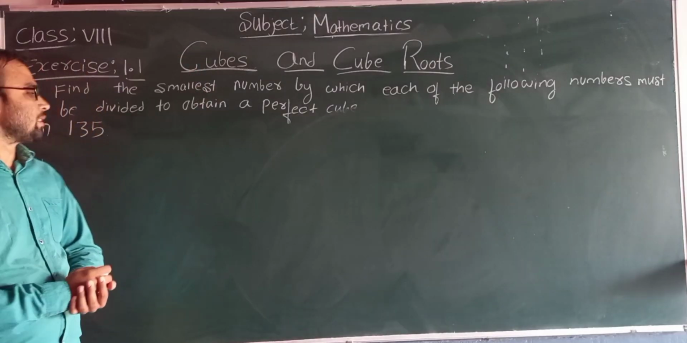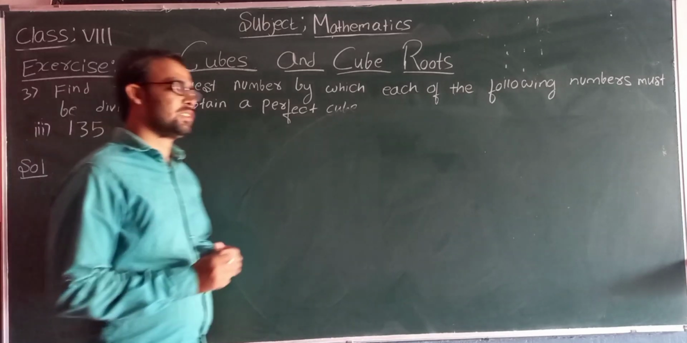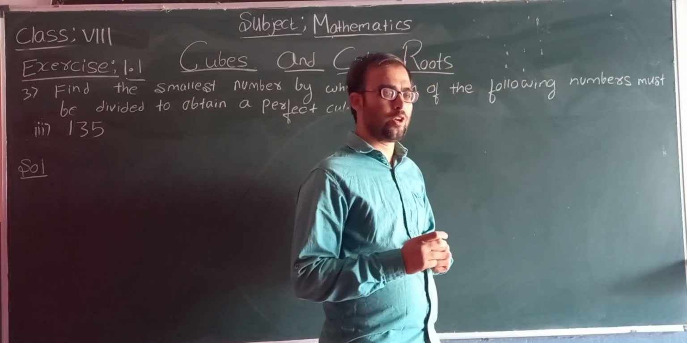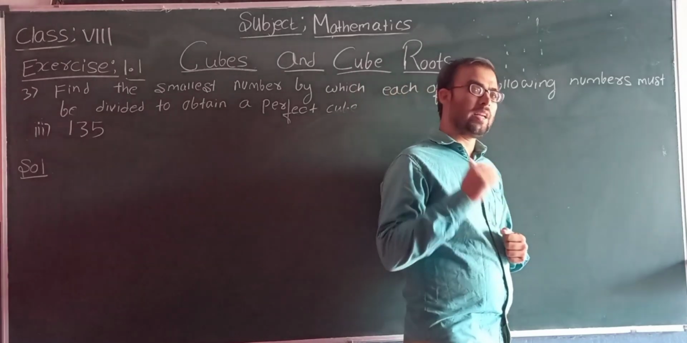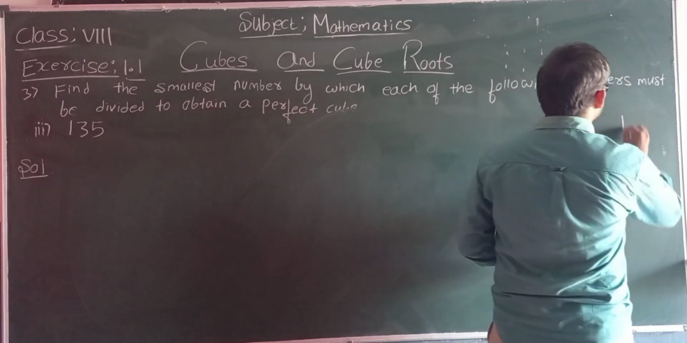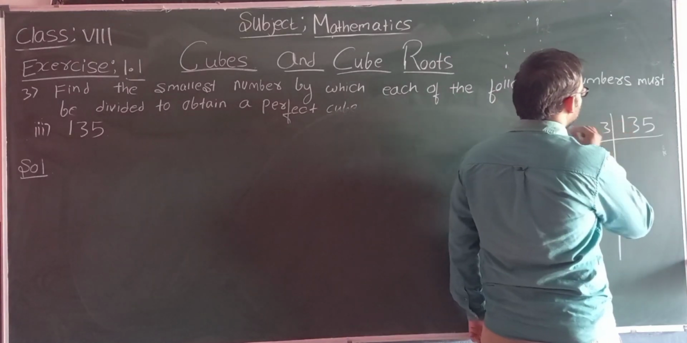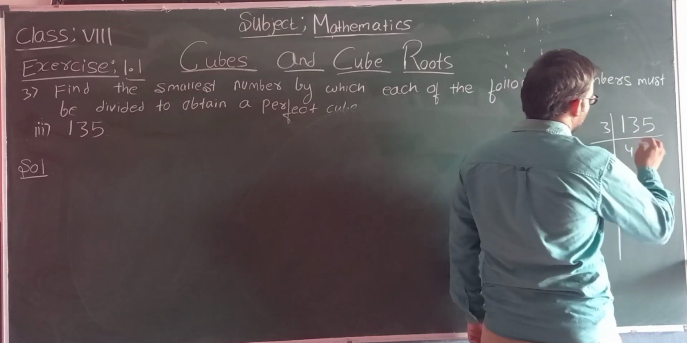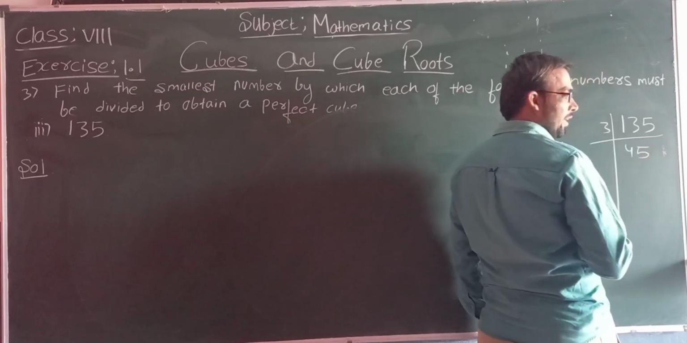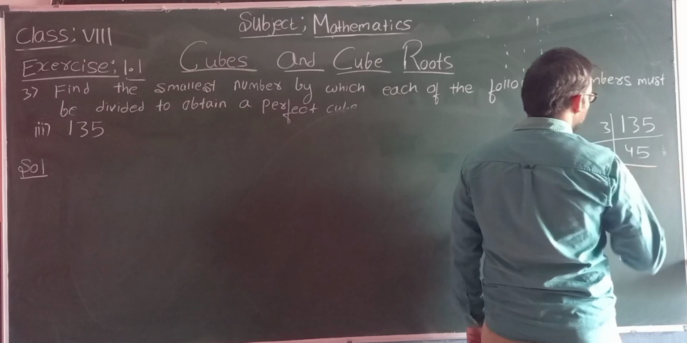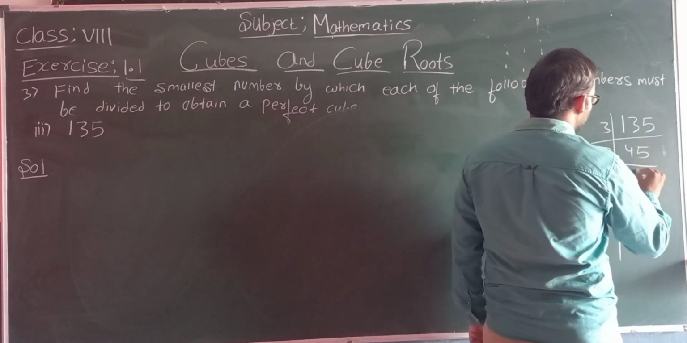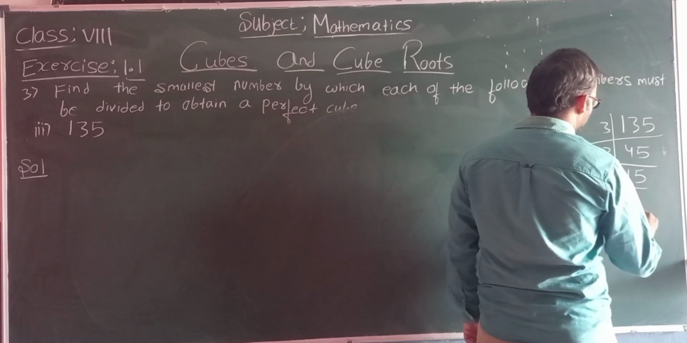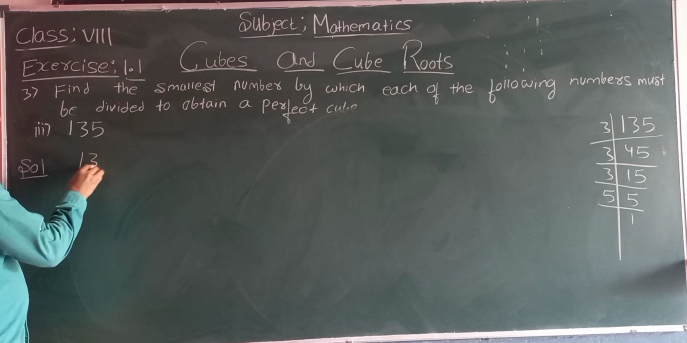Students, now let us solve the third question. Here what is given? 135. 135 is not a perfect cube, but when we divide it by a particular number, it will become a perfect cube. We can divide this by 3. 3 4s are 12, 1 remains, it becomes 15. 3 5s are 15. Again you can divide it by 3. 3 1s are 3. 3 5s are 15. 5 1s are 5. Now we will write the factors of 135.